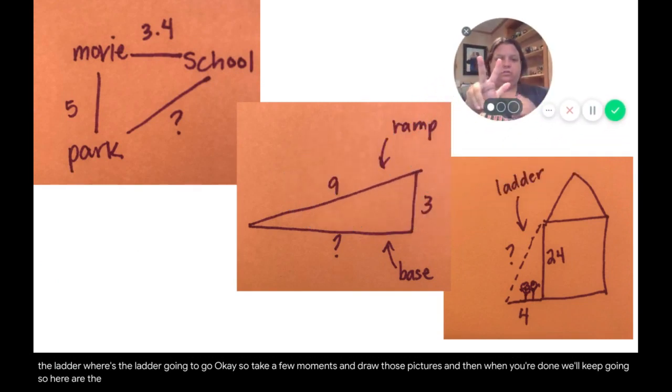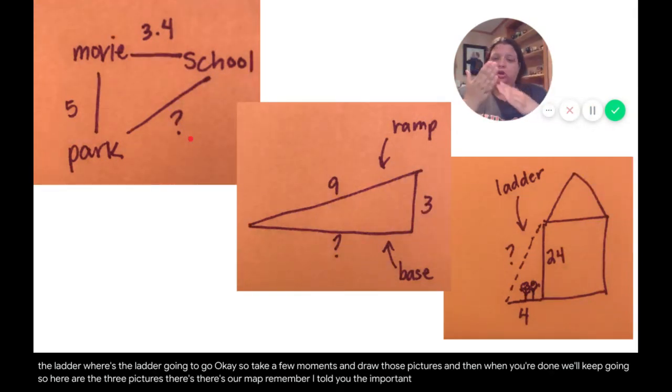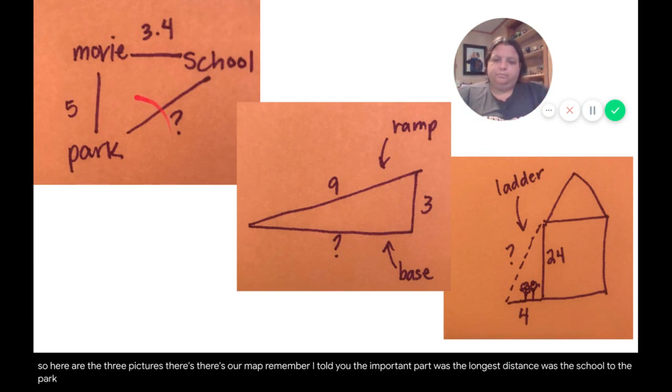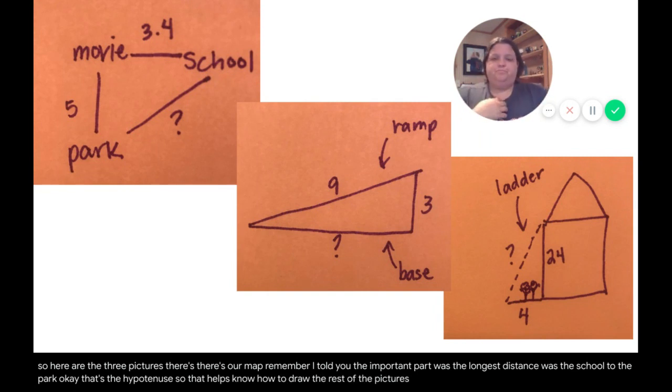Okay, so here are the 3 pictures. There's our map. Remember, I told you the important part was the longest distance was the school to the park. That's the hypotenuse. So that helps you know how to draw the rest of the pictures.